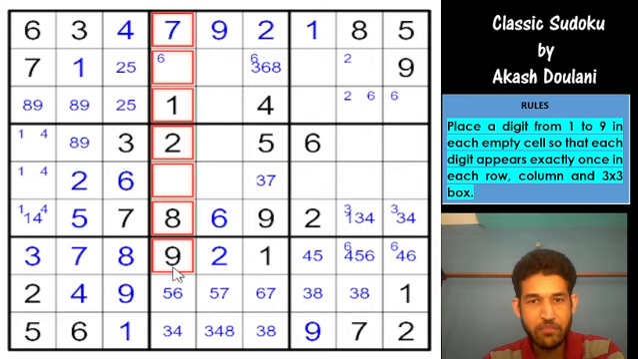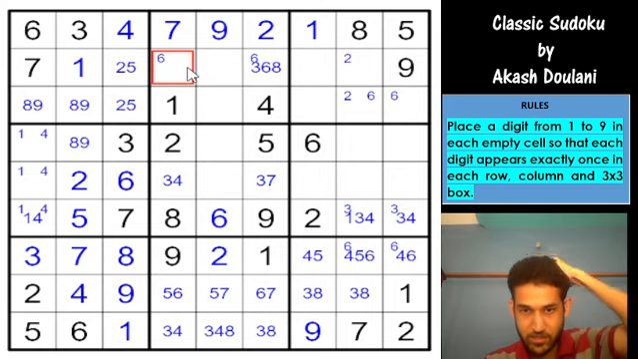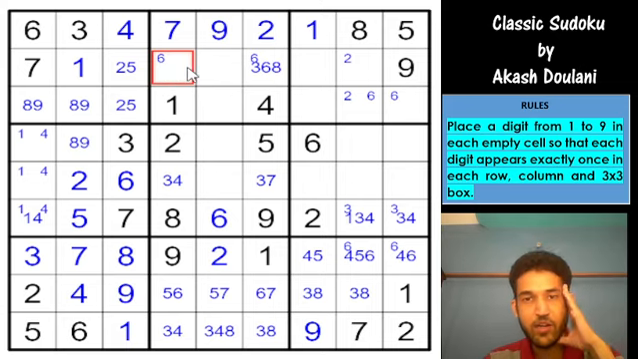Now let us do the same thing in column 4. 1, 2, 7, 8 and 9. Remaining digits are 3, 4, 5, 6. Can't be 6, can't be 5. So this is 3, 4. And this would be all the digits from 3, 4, 5, 6. Okay, let us not write that now.